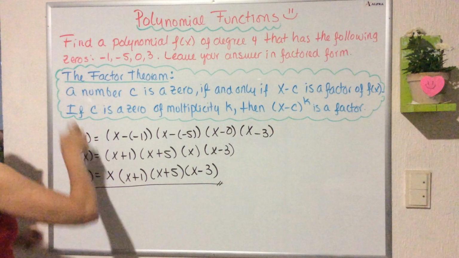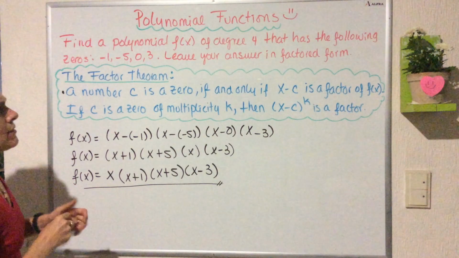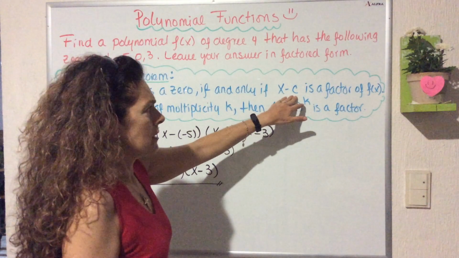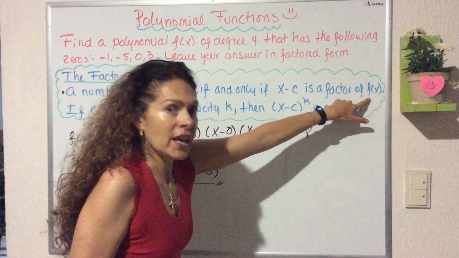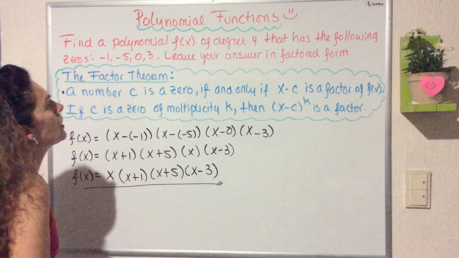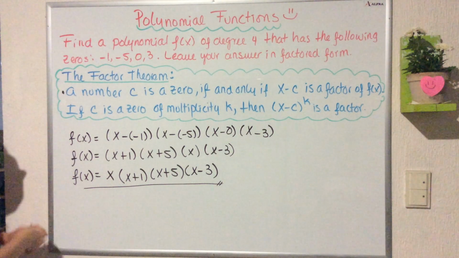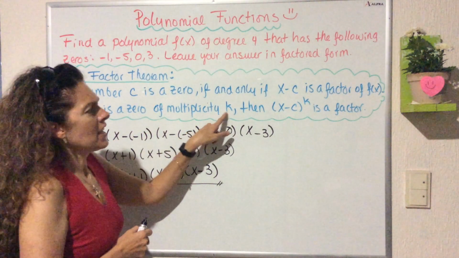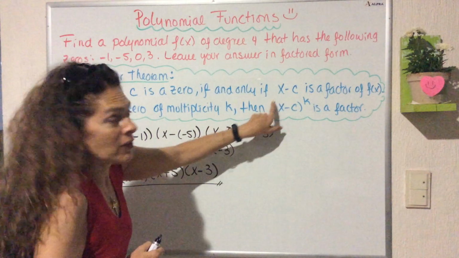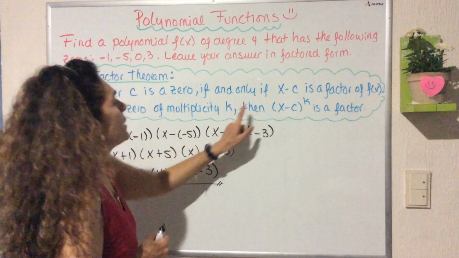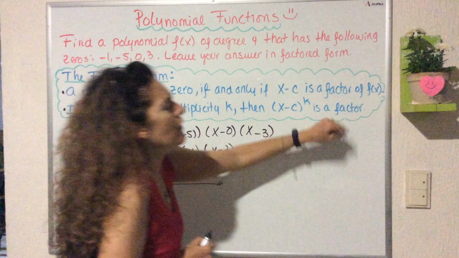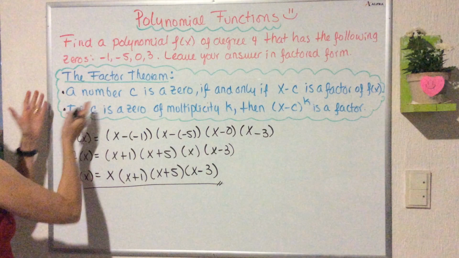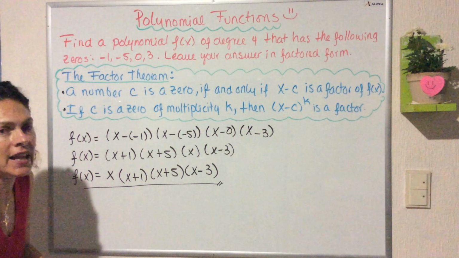So let's read. A number c is a zero if and only if x minus c is a factor of f of x, of the function. And then if c is a zero of multiplicity k, then x minus c, here you have the factor, raised to the multiplicity, is a factor. But let's solve this example so you can understand better what this theorem is telling us, okay?